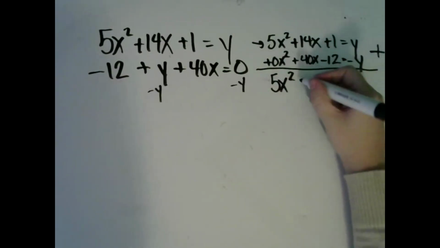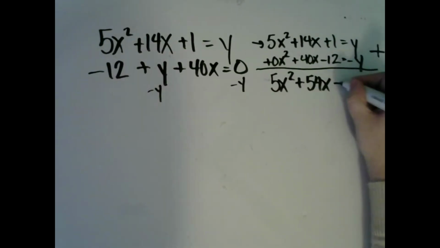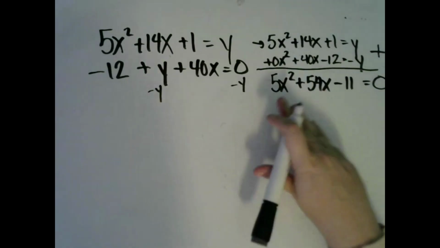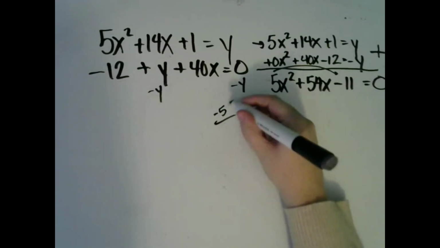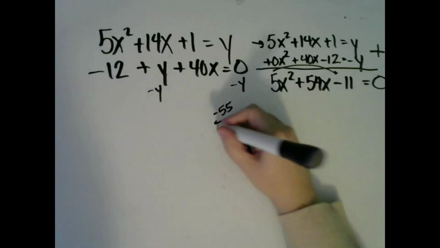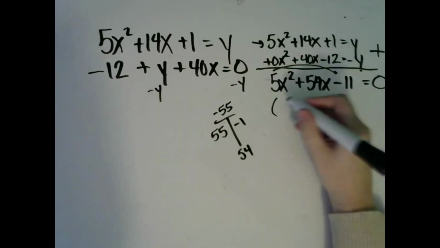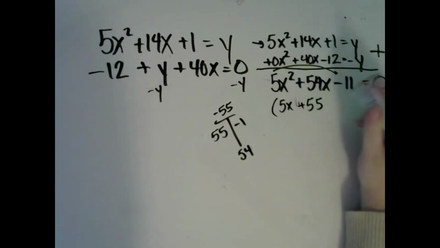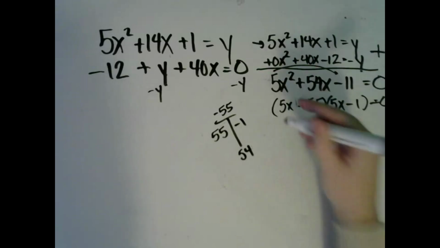5x squared plus 54x minus 11 equals 0. This equation is factorable. I'm looking for numbers that multiply to be negative 55 that can add to be positive 54. And that leaves me with 55 and negative 1. Using my shortcut to factoring, I'm going to write the 5x in both expressions and then divide it out of the first one.